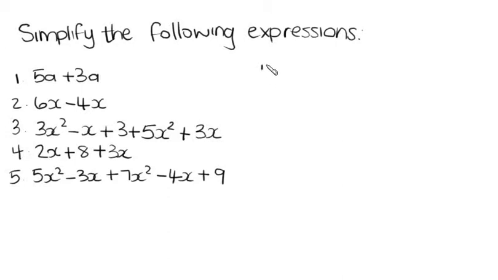Okay, let's look at number 1. I have 5a plus 3a. Are these two terms like terms? Yes, because they have the same variable, which is a, same exponent, which is 1. Right, so now I can add my coefficients together, which gives me positive 8a. Perfect. Let's move on to the next one.